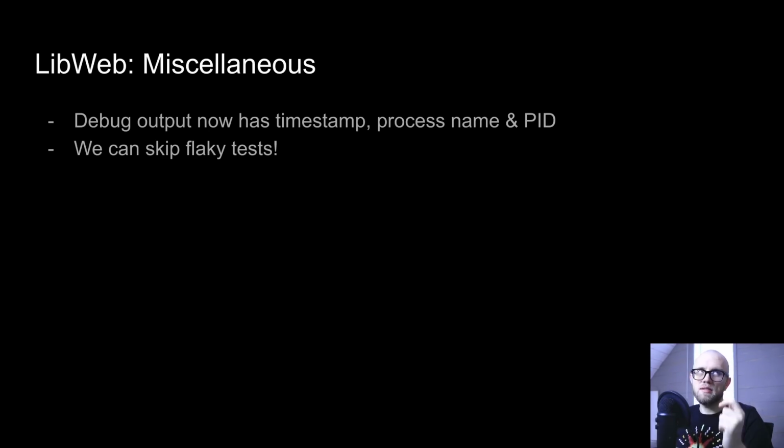And this just makes debugging, in particular cross-process interactions, a lot easier when you can see who's saying what. And it's kind of funny that we made it this far without having that, but now that we do, it's obvious that we should have it. So thank you, Andrew, for adding that. And Andrew also made it possible to skip flaky tests.